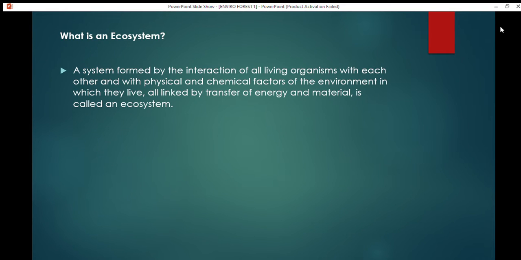So we're going to talk about what is an ecosystem. A system formed by the interaction of all organisms with each other and with the physical and chemical factors of the environment in which they live, all linked by the transfer of energy and material, is called an ecosystem.